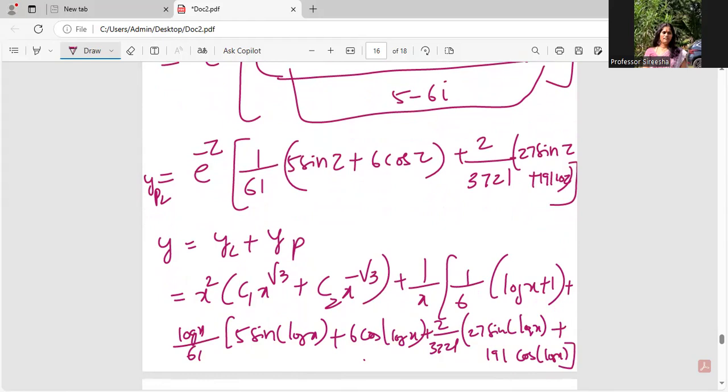This is how I will write the answer. Though it's a complicated one, it's very easy. The only thing is you need to check the imaginary parts properly.